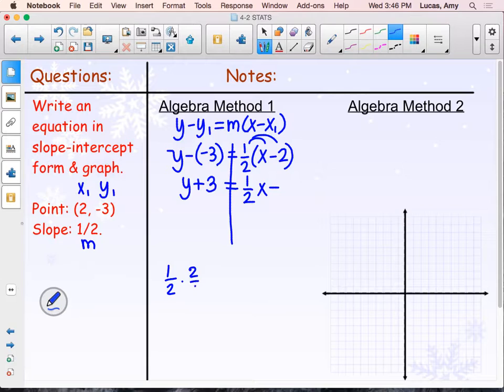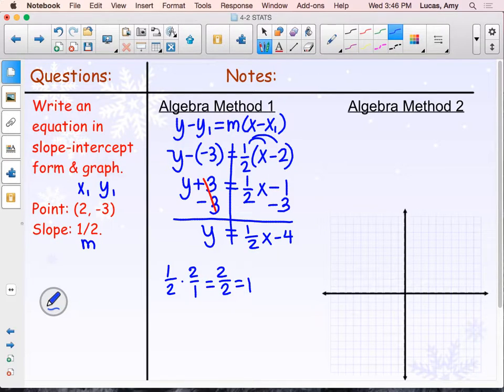is 1/2 times 2 over 1. You multiply straight across. 1 times 2 is 2. 2 times 1 is 2. So 2 divided by 2 is 1. And then I need to get my y by itself, so I would have to subtract 3 on both sides. So that would give me y equals 1/2 x minus 4. So my first algebra method is actually using point-slope form to get to my slope-intercept equation. So this is my slope-intercept equation for the line.